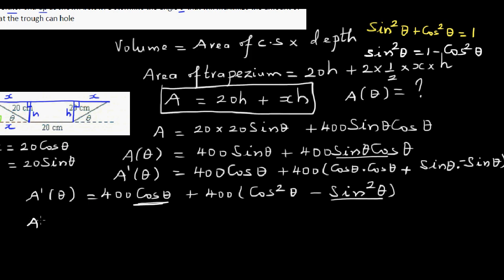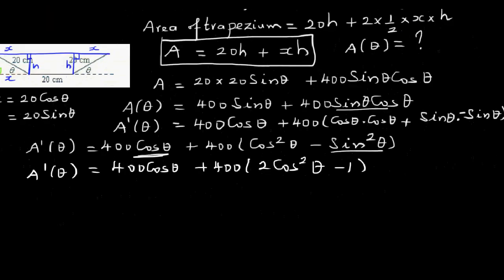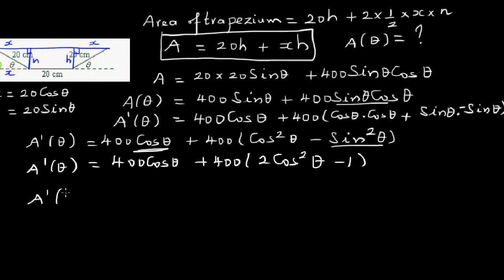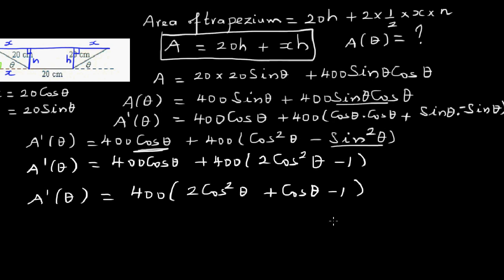So we can say A dash theta is equal to 400 cos theta plus 400, and this is going to be cos squared theta plus cos squared theta minus 1. So this is 2 cos squared theta minus 1. Okay, so A dash theta is equal to, you can factorize 400 out, 400 times 2 cos squared theta plus cos theta minus 1. So this is just a quadratic in terms of cos theta.